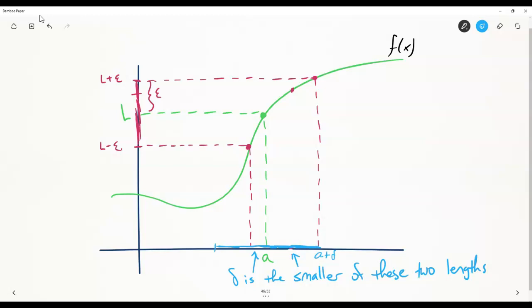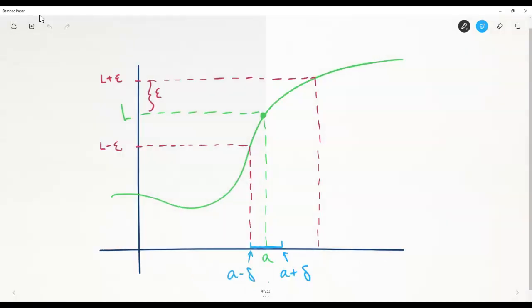So by choosing delta to be the smaller of the two values, that allows us to pick one number for delta that guarantees, so long as we are in that blue interval, yes, there are more numbers that let us hit the target. But so long as we're in that blue interval, we're guaranteed to hit the red interval on the y-axis. That is what the precise definition of a limit is doing underneath all of that notation.